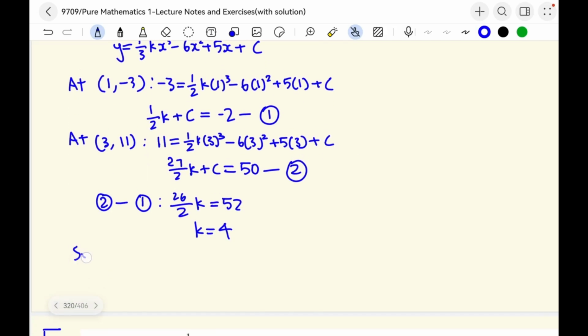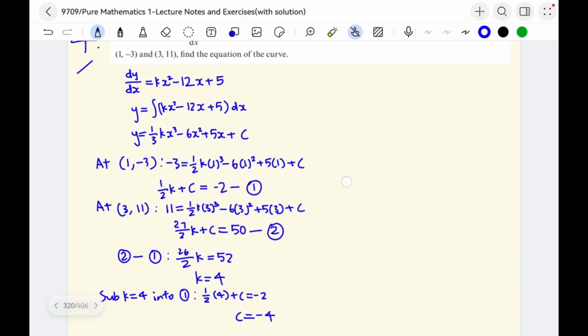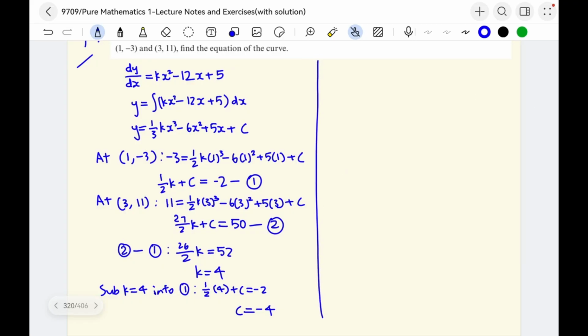So now substitute the k into the first equation, as my preference, and calculate for c. It's -4. Over here, this is the proper and easiest way to get both constants, the plus c and the value of k, before you carry out integration. So this is the easiest way to solve it.